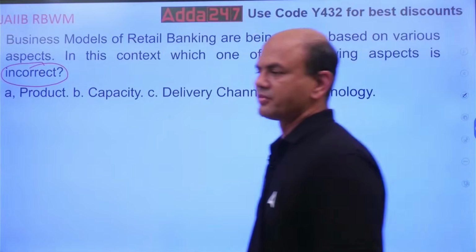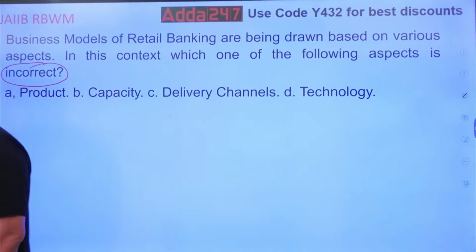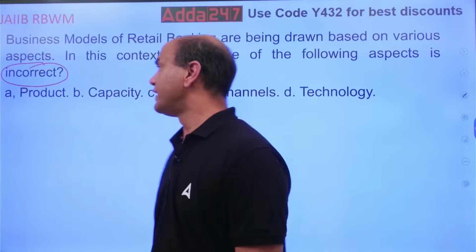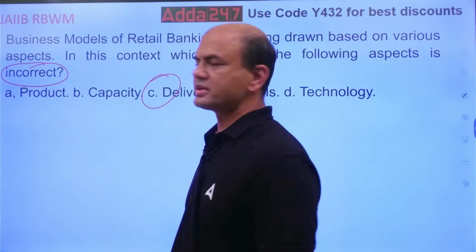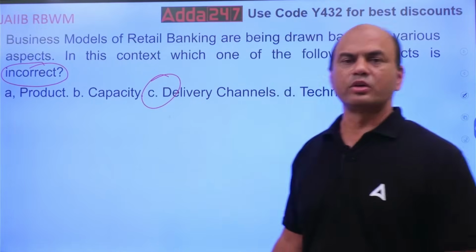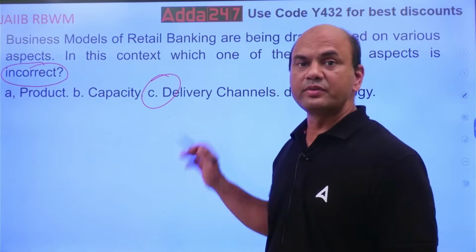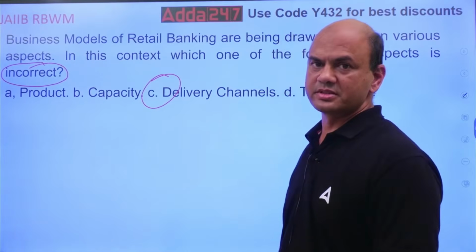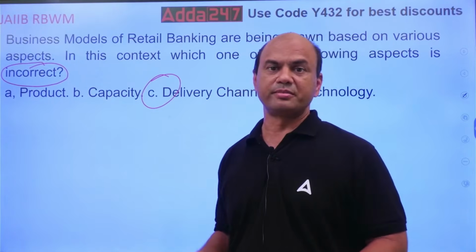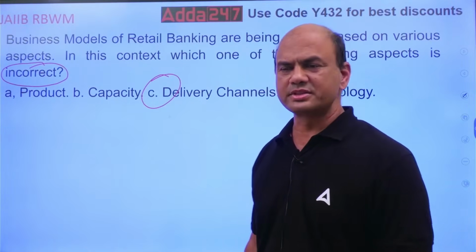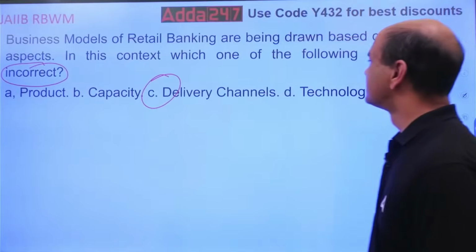Think over it, everyone. Incorrect is this, delivery channel. Your business models are not based on delivery channel. Okay? In fact, it's vice versa. Delivery channels are based on the business model. Business model is the base. Based on this, we go for all delivery channels and contacting the customers. Okay? So this is incorrect.